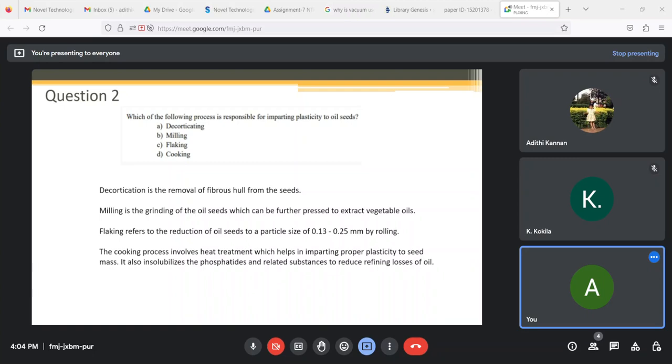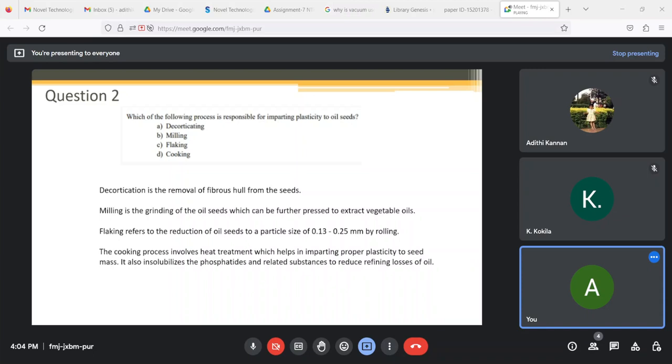insolubilizes the phosphatides, which are the gums that are present in the oil. So it insolubilizes the phosphatides and related substances to reduce refining losses of oils. What happens is that your oil has a lot of other constituents such as phosphatides and other substances, coloring agents and so on. And what you require is only the oil, that is the triglycerides present in the oil. You do not require all these other products such as phosphatides and other substances. So while refining the oil, you need to remove these phosphatides at each and every stage.